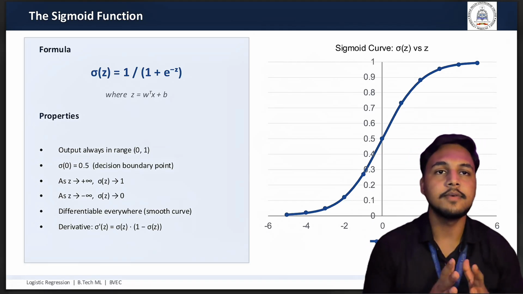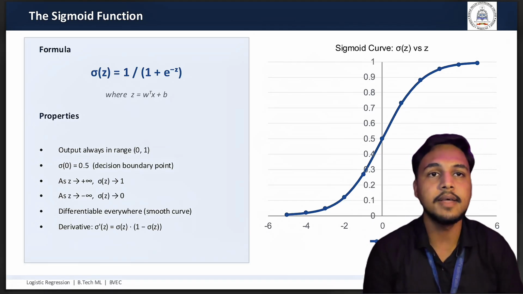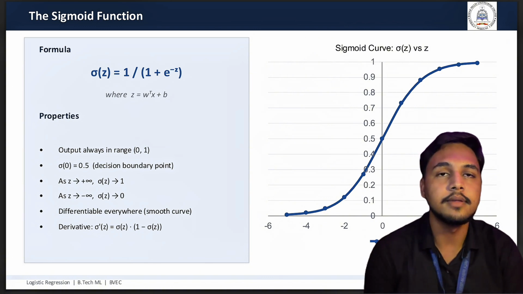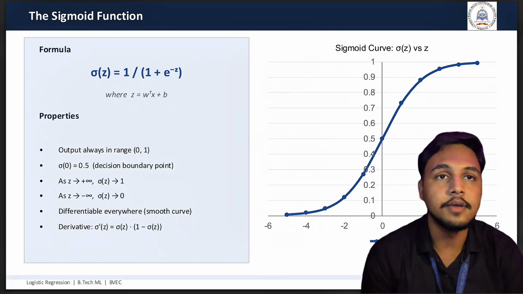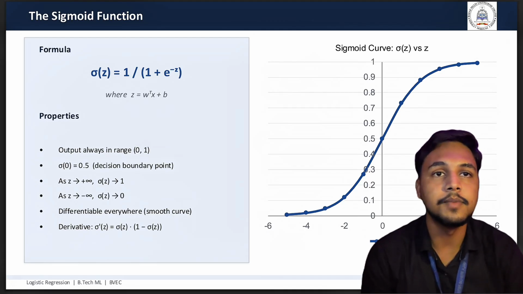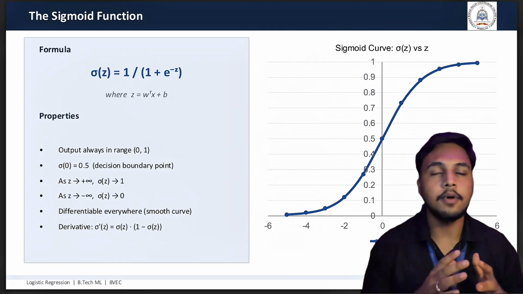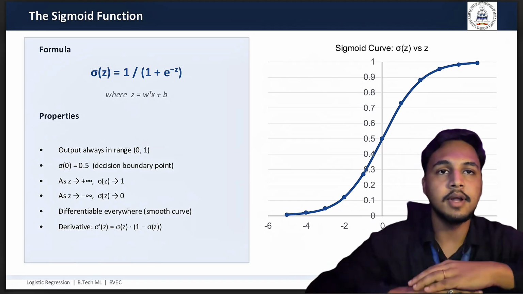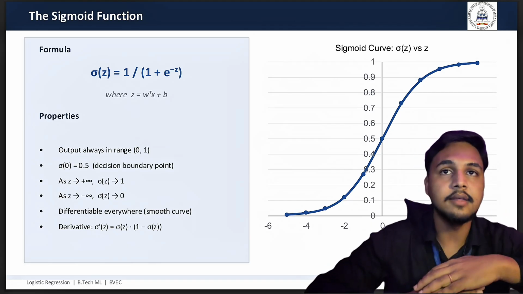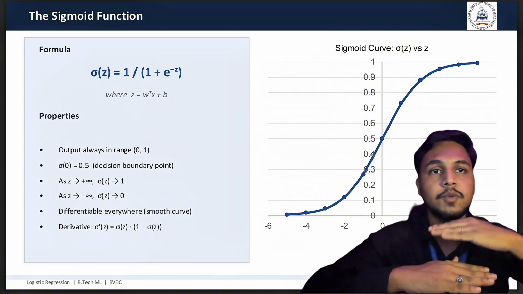The sigmoid activation function is represented by sigma of z equals 1 divided by 1 plus e to the power minus z. Here in the sigmoid function, the value lies between 0 and 1. Because of this property, it is very useful for logistic regression for classification and for probability values. The sigmoid function has an S-shaped graph where the output values lie between 0 and 1.